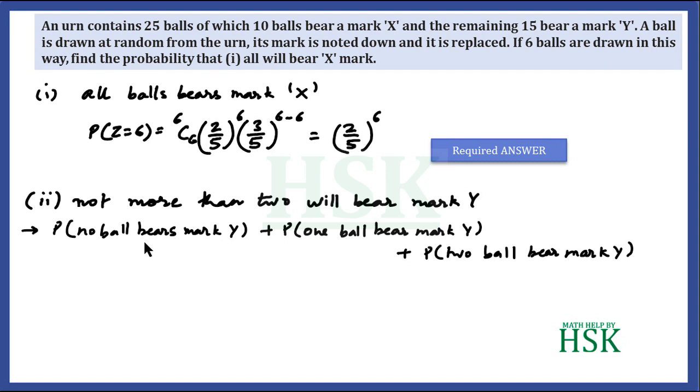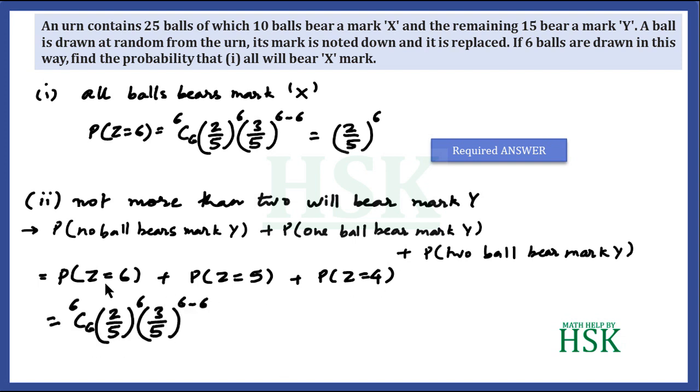Okay, so this would be the same as the probability that all balls bear mark X, which equals the probability of exactly 6 successes. Similarly, the probability that one ball bears mark Y would be the same as the probability that exactly 5 balls bear mark X, so this equals the probability of exactly 5 successes. And similarly, the probability that 2 balls bear mark Y would be the same as the probability of exactly 4 successes.